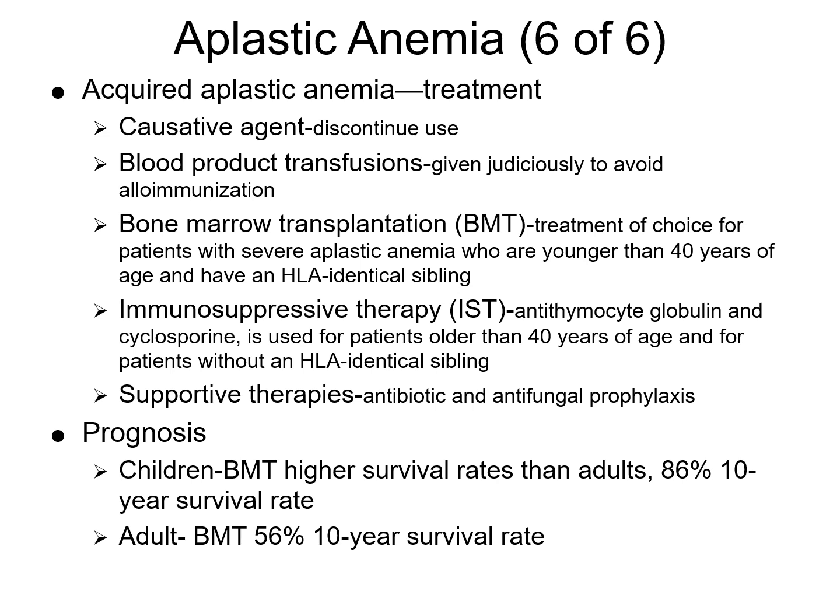For prognosis, children will have a higher survival rate than adults. About 80% will have a 10-year survival rate, whereas adults will have about a 56% 10-year survival rate. Prognosis is going to depend on age, the response to therapy, the presence of a PNH clone or cytogenetic abnormalities, and access to supportive care.